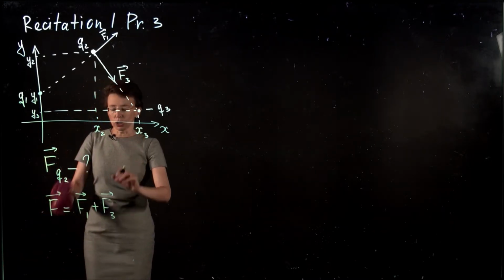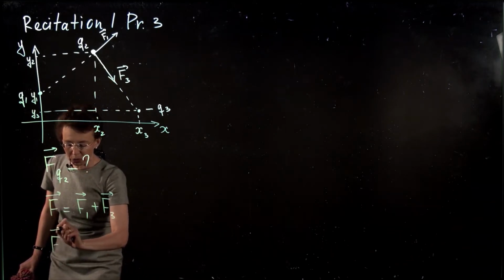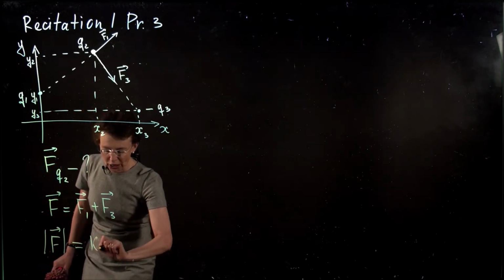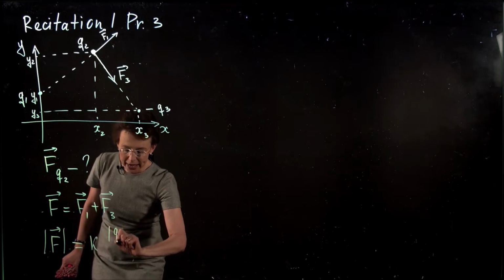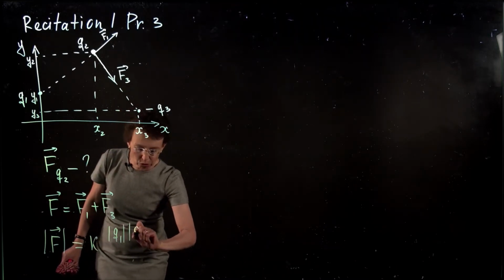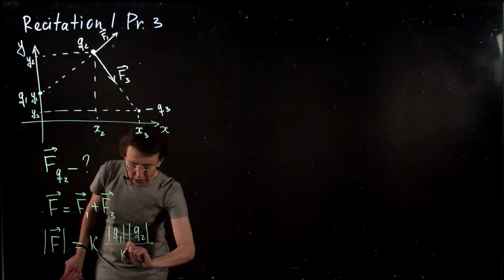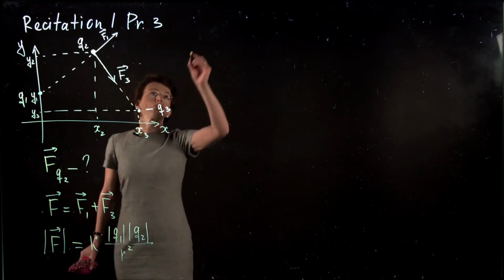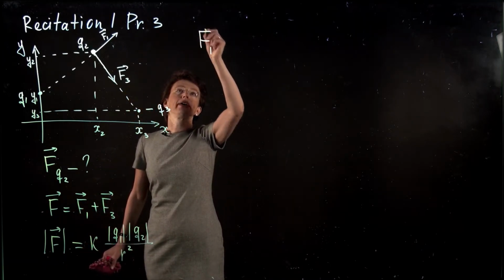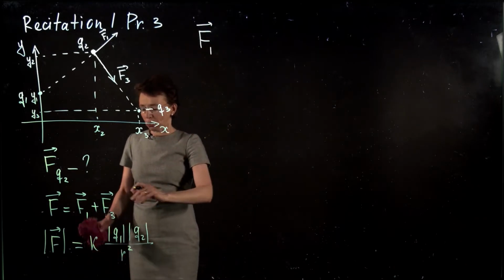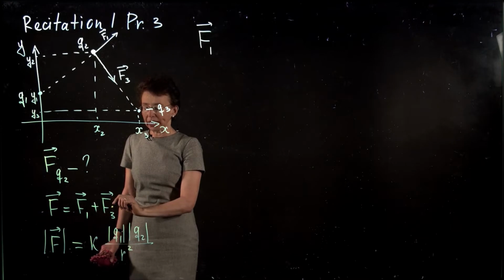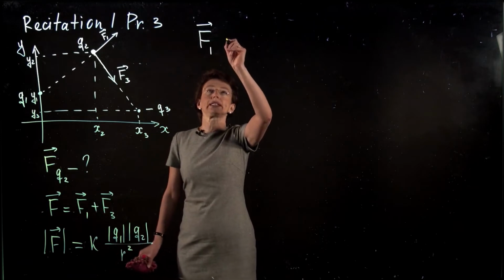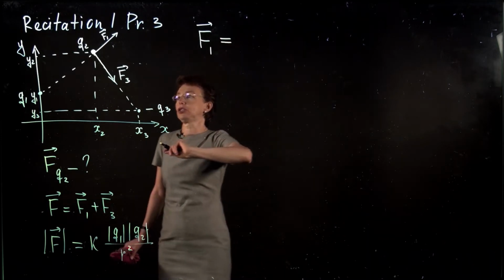I remind you that we know the magnitude of the force between two charged particles. According to Coulomb's law, the force between two charged particles is coefficient K, times the magnitude of Q1, times the magnitude of Q2, divided by the distance between them squared. So next, we will find F1 and express it in terms of components. Then we will find F3 in terms of components, and then we will add these two vectors. So what is force F1 in terms of components?